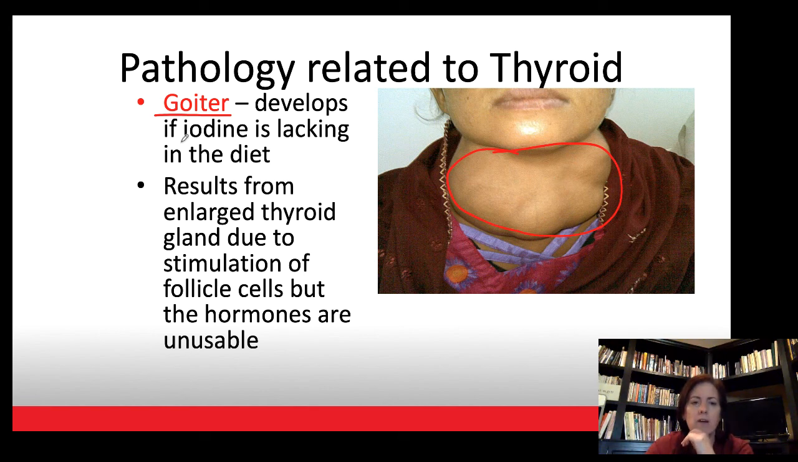So if iodine is lacking in the diet, basically what happens is your thyroid gland gets really, really big because it's being stimulated to produce the hormone, but the hormone it's producing isn't being used because it doesn't contain iodine. But the hypothalamus and pituitary are saying, hey, we need this hormone. You need to keep producing it. So the thyroid gland gets overstimulated and gets larger and larger. It's trying to keep up with demand, but it can't produce good hormones because you don't have iodine in your diet.